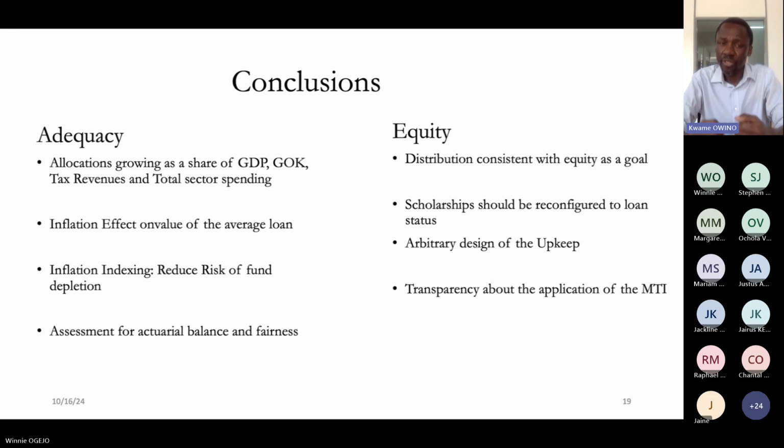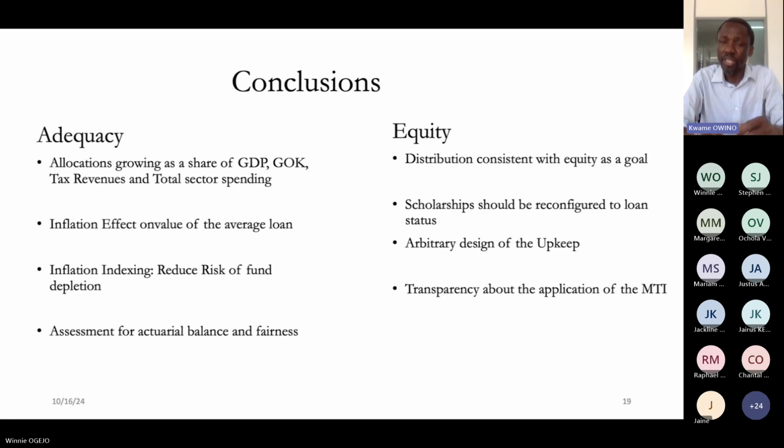So what that means is that the inflation effect on the average funding, especially the loan side, needs to be considered because inflation has had an effect. And if you look at it, inflation is eroding. Now, that wouldn't be a problem if the value of providing that education is falling. But we're not seeing evidence that it's been falling, which means that the Higher Education Loans Board is constrained and therefore giving a smaller share to every student over that period, because the number of students coming in is higher. It requires, therefore, that inflation indexing should happen.